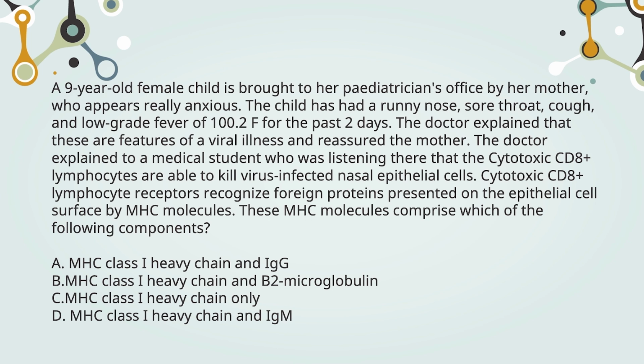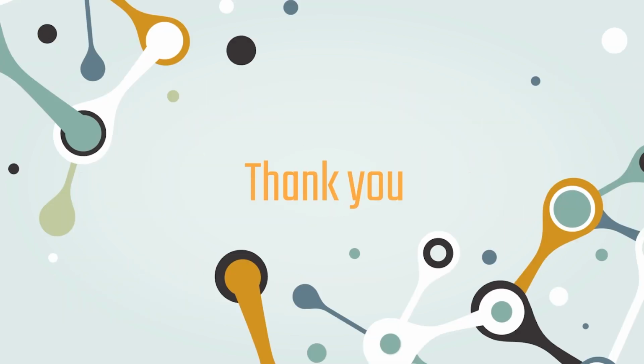So let's look at the options: MHC class 1 heavy chain and IgG, right? MHC class 1 heavy chain and beta 2 microglobulin. MHC class 1 heavy chain only, and MHC class 1 heavy chain and IgN. Now, if you remember what I've taught you so far, the components of MHC class 1 include beta 2 microglobulin. All right. So the right answer is B, MHC class 1 heavy chain and beta 2 microglobulin. Thank you.